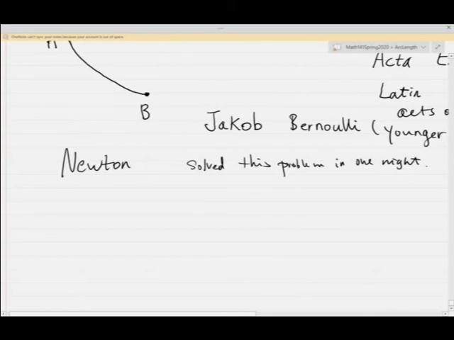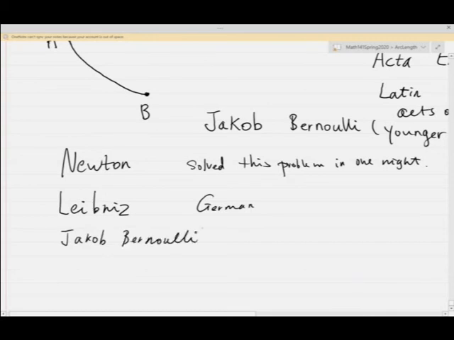And some other mathematicians also solved this. Leibniz from Germany, Newton and Leibniz, they are enemies. And also his brother Jacob Bernoulli also found a solution. Somehow the Bernoulli brothers had a little argument, a little dispute, about the discovery of this solution.